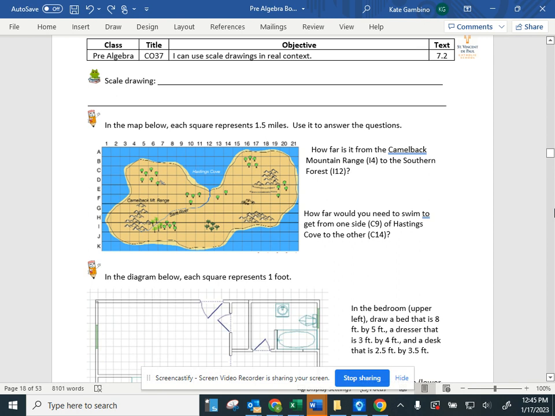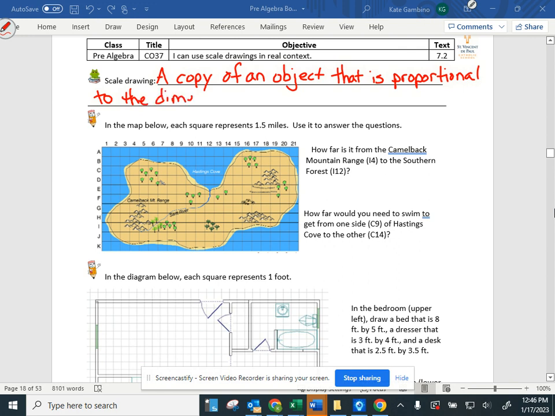A scale drawing is a copy of an object that is proportional to the dimensions of the original object.